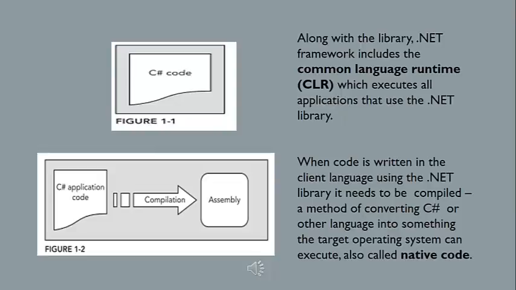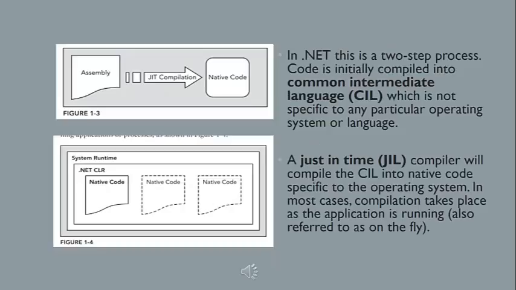Along with the library, .NET Framework includes the Common Language Runtime, or CLR, which executes applications that use the .NET library. When code is written in the client language using the .NET library, it needs to be compiled, a method of converting C# or other language into something the target operating system can execute, also called native code. In .NET, this is a two-step process.